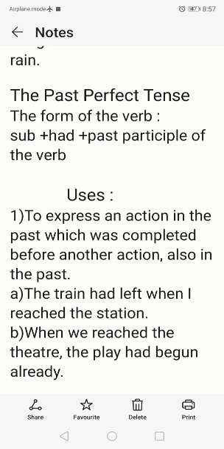When we observe this sentence, which action has taken place earlier than the other? There are two actions. The train had left, that is one. When I reached the station, that is another action. So the action which has occurred earlier than the other is the train had left. So later only I reached the station. The action which has occurred earlier than the other is to be written in the past perfect tense.